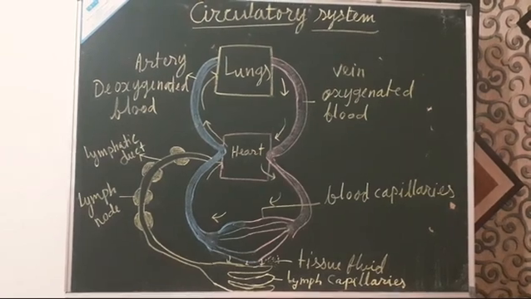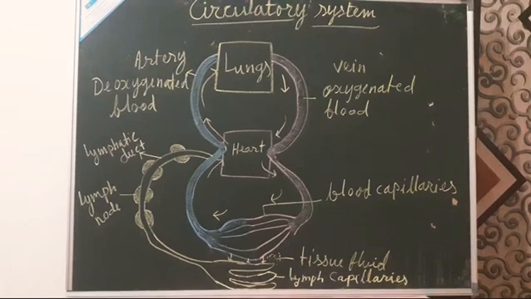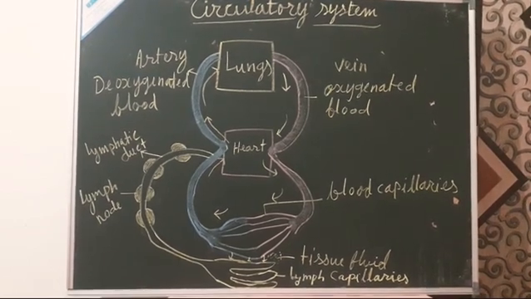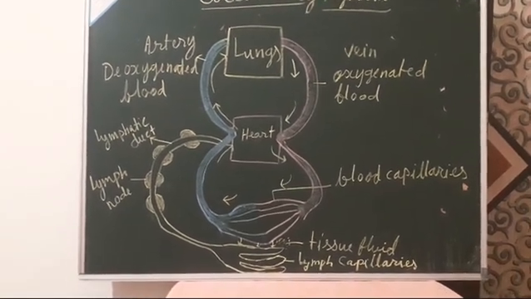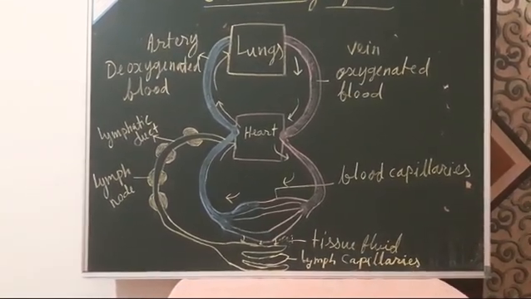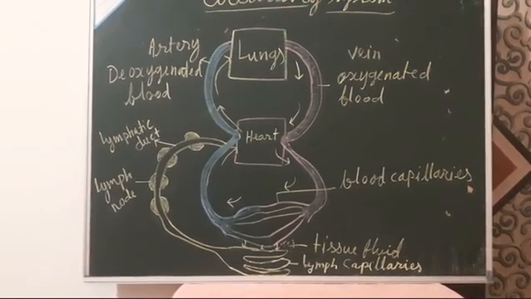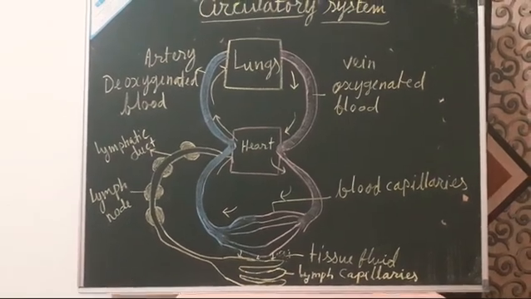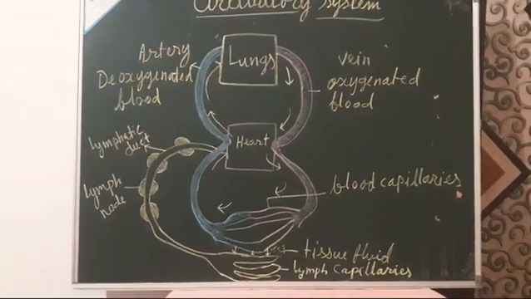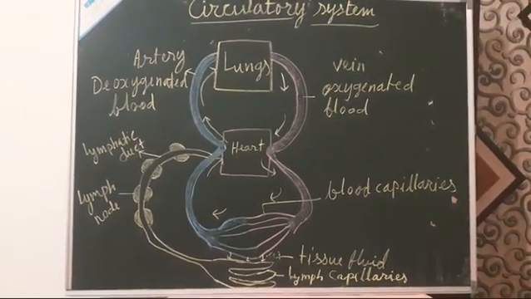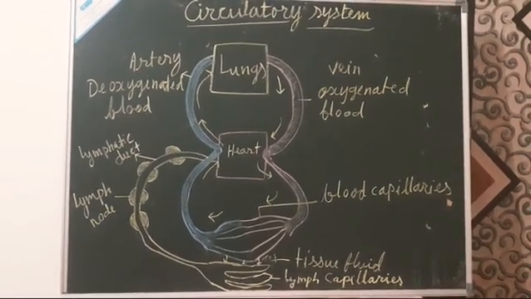Composition of blood. The blood consists of plasma and cellular elements. Plasma constitutes 55 to 60% of blood, and the cellular elements, red and white cells, are 40 to 45% of the blood. Plasma is the liquid portion of the blood. The plasma is a light yellow colored alkaline liquid.